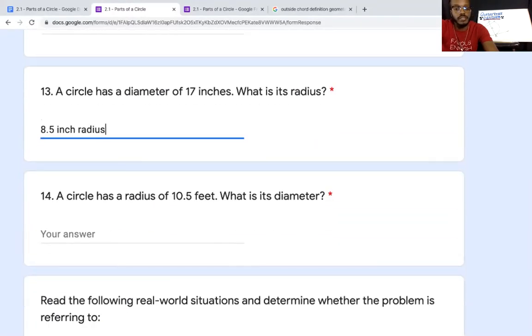A circle has a radius of 10.5 feet. That means it has a 21-foot diameter.